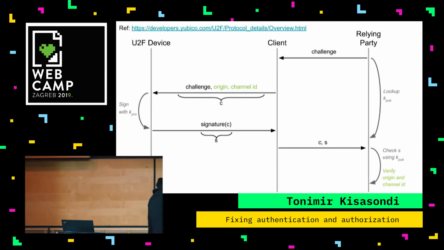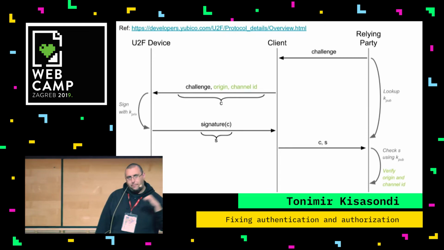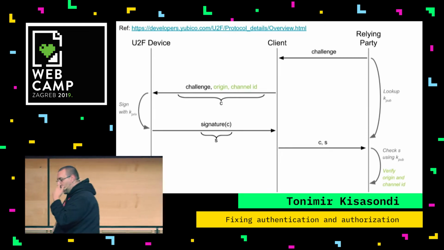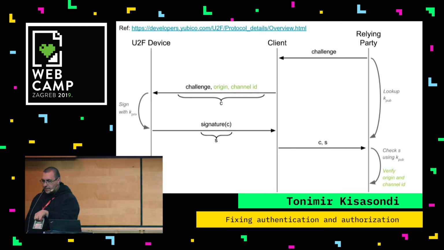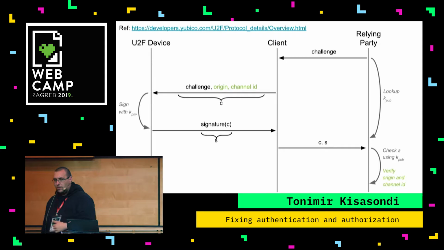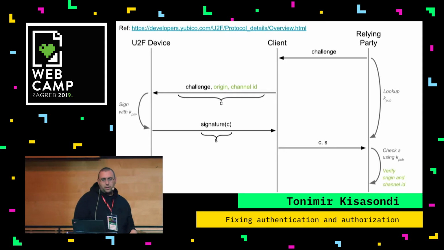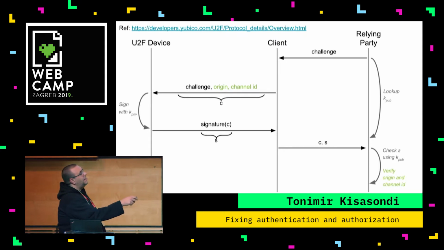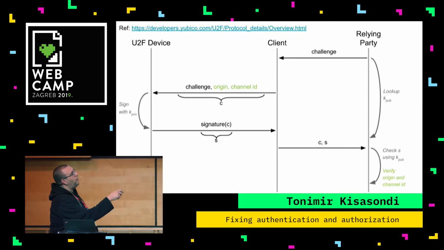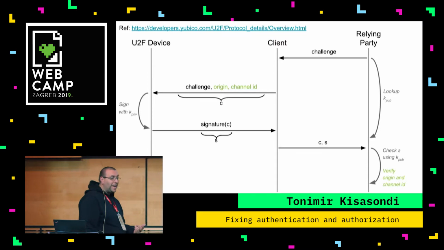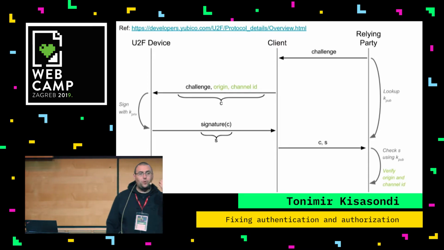So how do security keys work? A security key gets paired with a service, and it generates an elliptic curve key. It stores it in the security key and sends the public key to the service. So when you come to any site and you want to authenticate, the server will send a challenge, and your browser will send the challenge and the origin, so which page is requesting authentication, which domain.